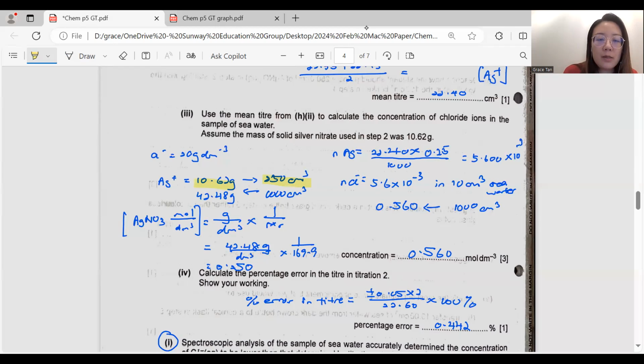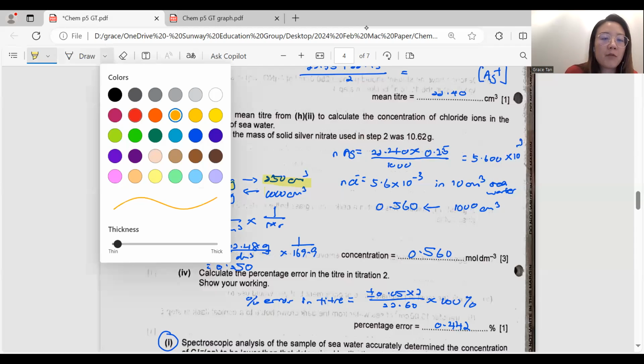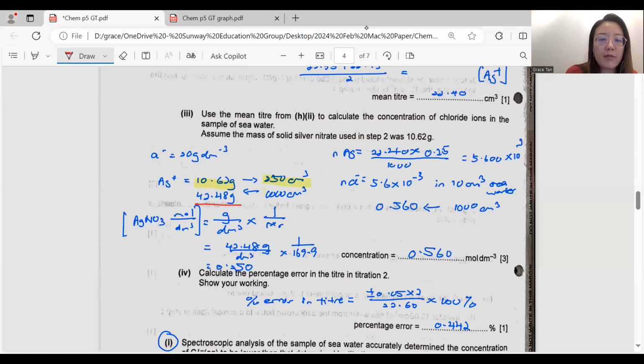So therefore, what is 1000 centimeter cube in terms of ratio? How many gram? If you follow the ratio, you are able to get 42.48 for 1000 centimeter cube. Go ratio based. The reason why I go by 1000 is because I want to find mole per dm cube. 1 dm cube is 1000 centimeter cube.